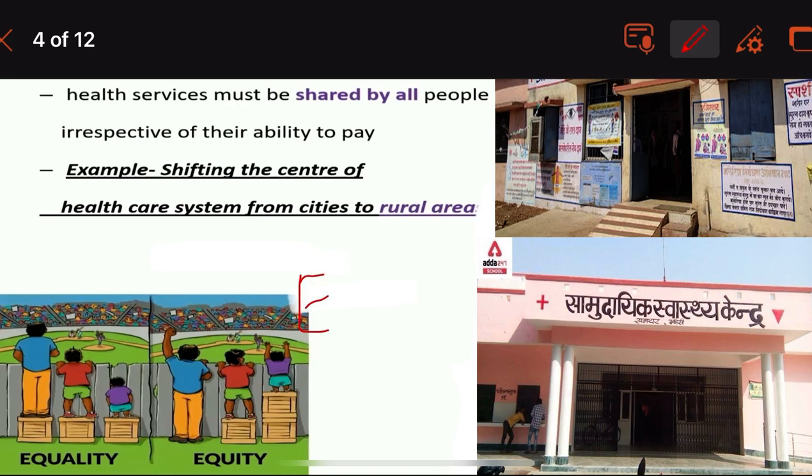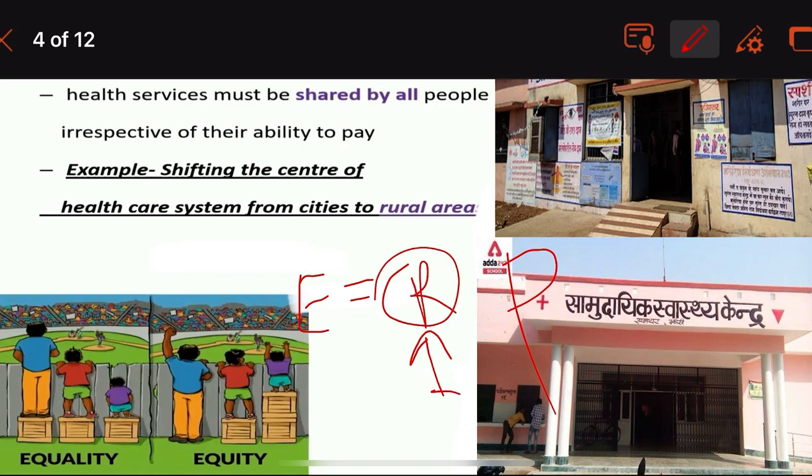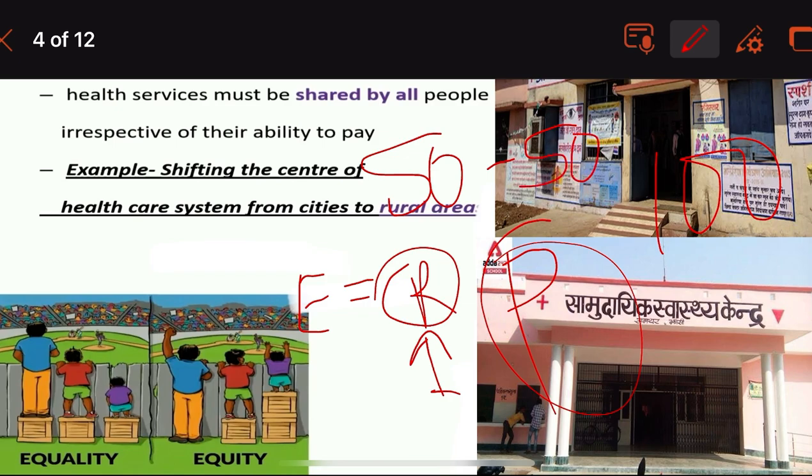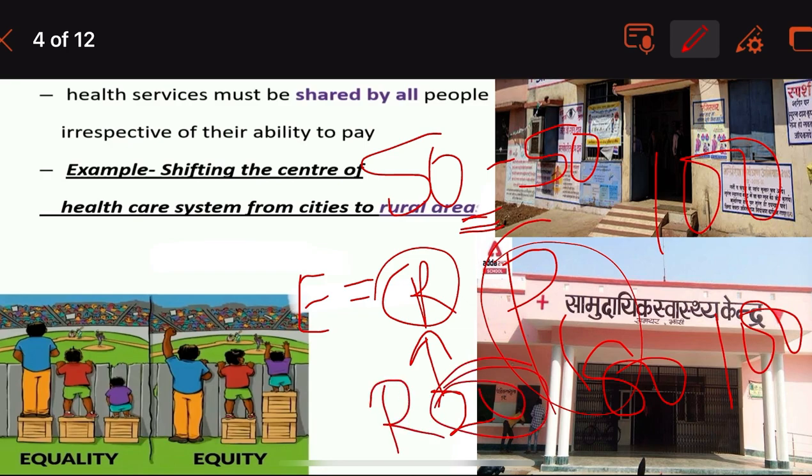Now for example, if there are 2 people, one is rich and the other one is poor. You are giving 100 rupees, where you're giving 50 rupees to both of them. So you're doing the equal distribution. If you're giving the same 100 to the poor who is in need, you're giving 80 rupees to him and 20 rupees to the rich. It shows that you're doing an equitable distribution, where the more amount is given to the poor.